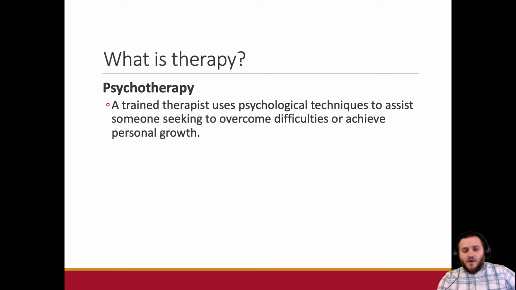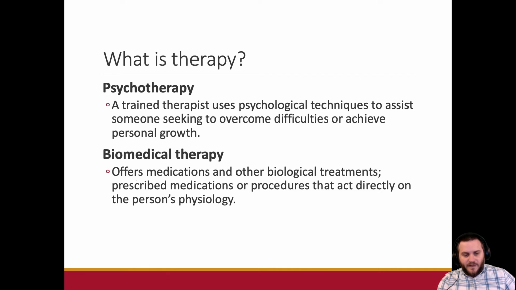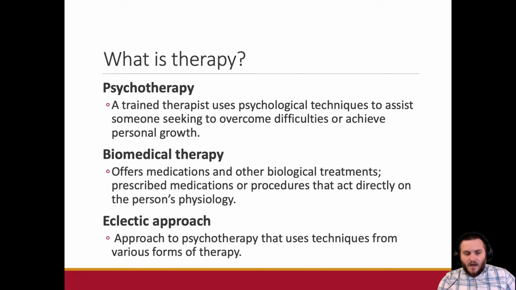So I'm specifically talking about therapy, but there are other ways to get therapy. So there's biomedical therapy or drug therapy. But personally speaking, I think the best combination is an eclectic approach, which is basically taking those top two, the psychotherapy and the biomedical therapy, and combining them into a comprehensive treatment plan.